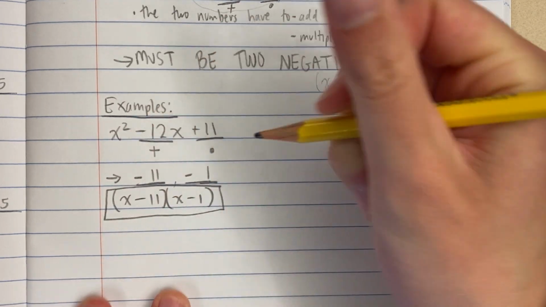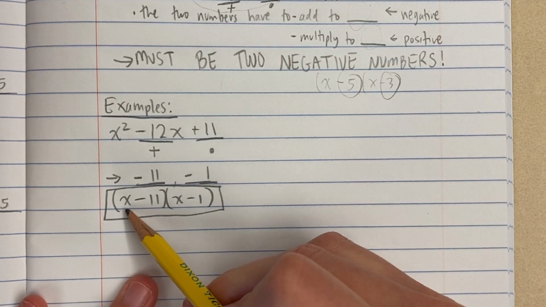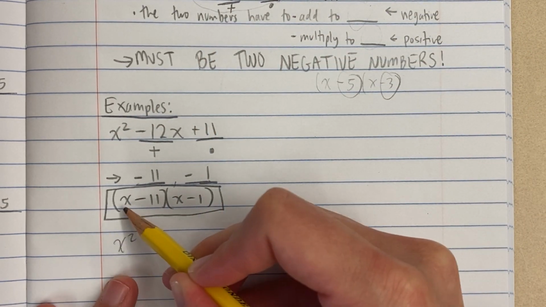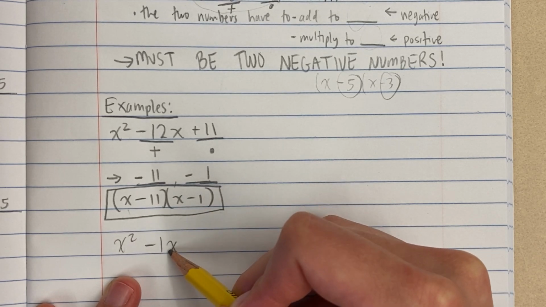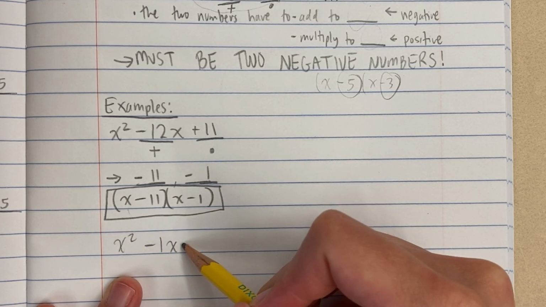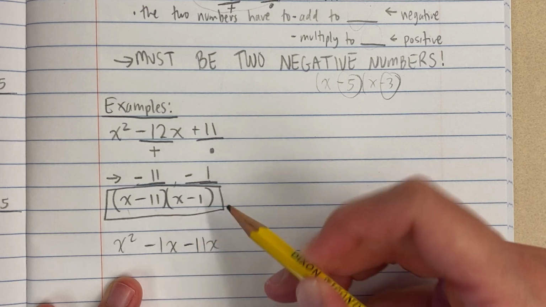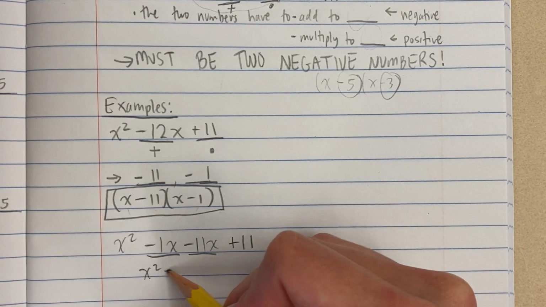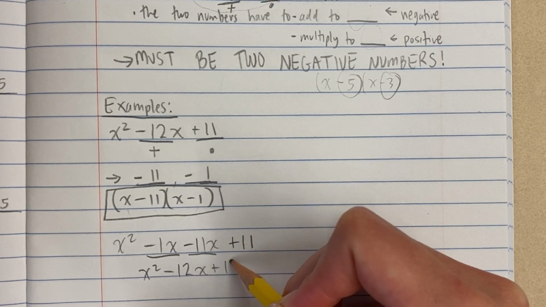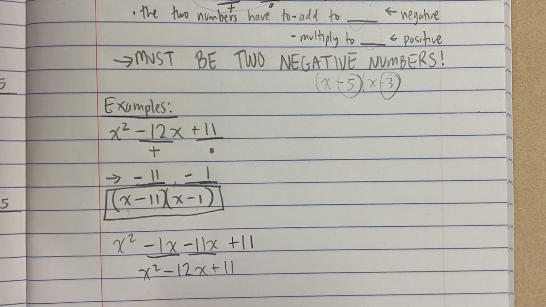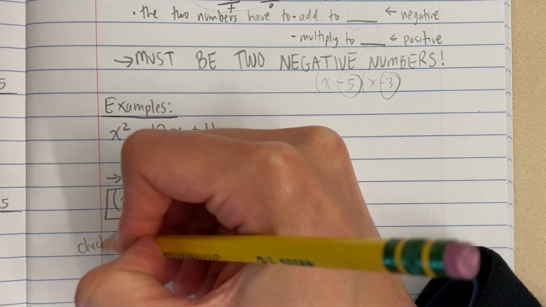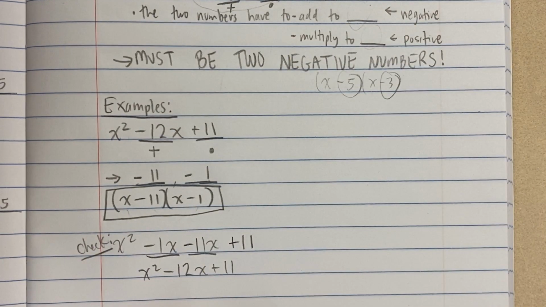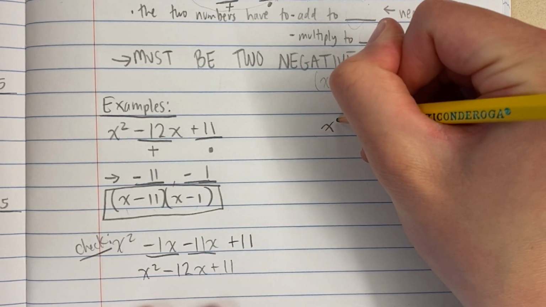There it is. And I can check my work, right? Should I just check it really quick? X times x is x squared. X times -1 is -1x. -11 times x is -11x. -11 times -1 is +11. When I combine like terms, look what I get. Okay, so this was just me checking my answer. Let's do one more.